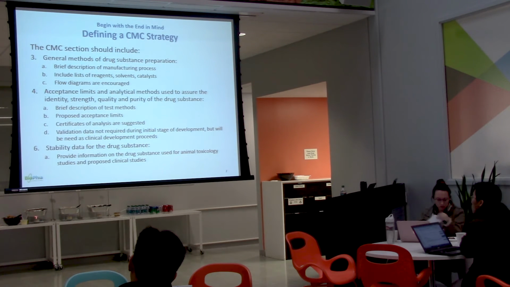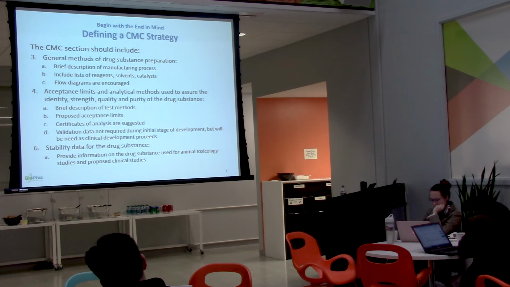The general methods for the drug substance preparation, a brief description of the manufacturing process. And that includes lists of reagents, solvents, and catalysts. So these things may not be in the final product, but they're used in the manufacturing, and they need to be included in the description. They like to see flow diagrams. It's a nice way to summarize things.